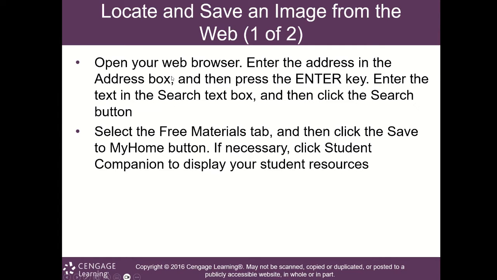For locating the image from the web, you need to open the web browser. You have to enter the URL address in the address box, then press the enter key. And also, you could select the free materials tab, then click the save to my home button. Now, if necessary, click the student companion to display your student resources. When you have the book, there is a student companion. I am going to provide you all the images necessary for this exercise.